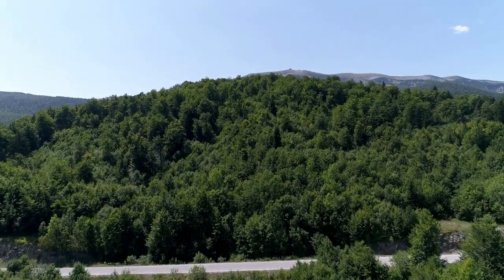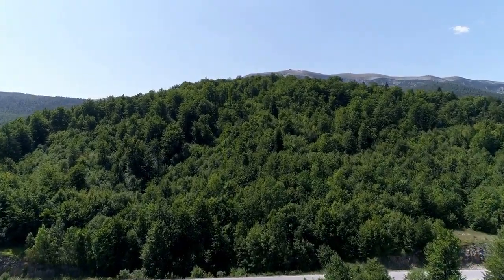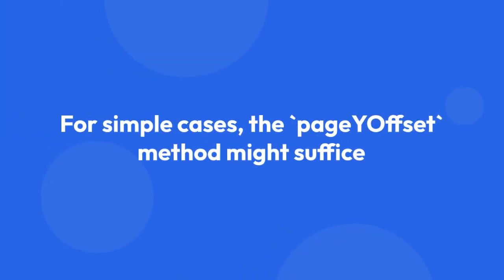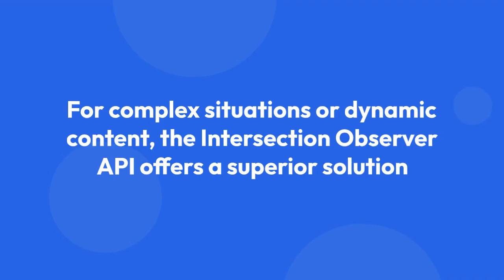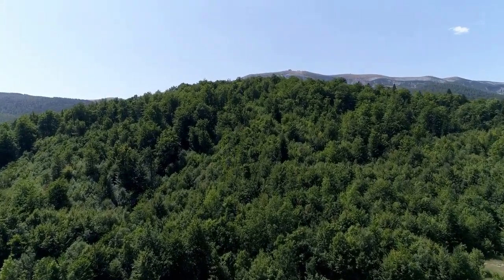Remember to choose the method best suited to your specific needs, considering factors such as the complexity of your website and the accuracy you need. For simple cases, the page offset method might suffice, while for more complex situations or dynamic content, the Intersection Observer API offers a superior solution. Always remember to debounce or throttle your event handler to maintain optimal performance.